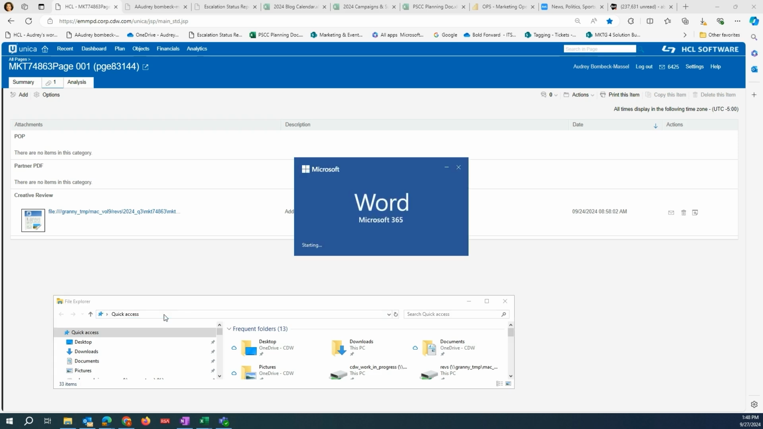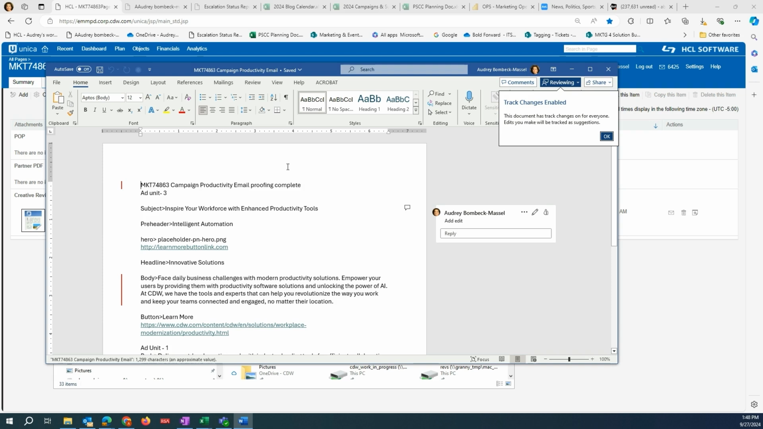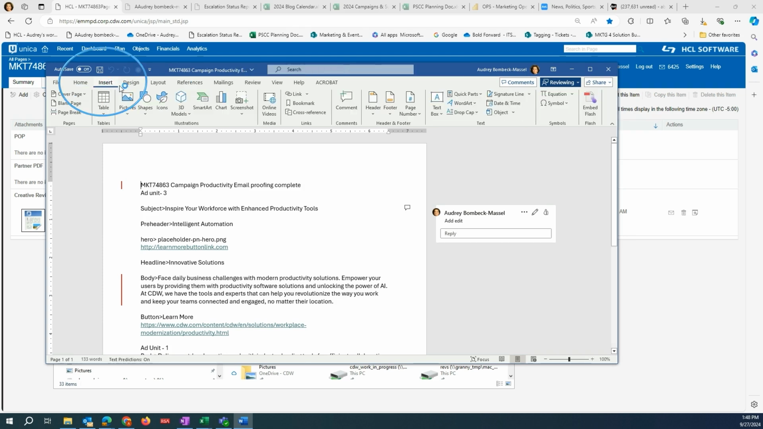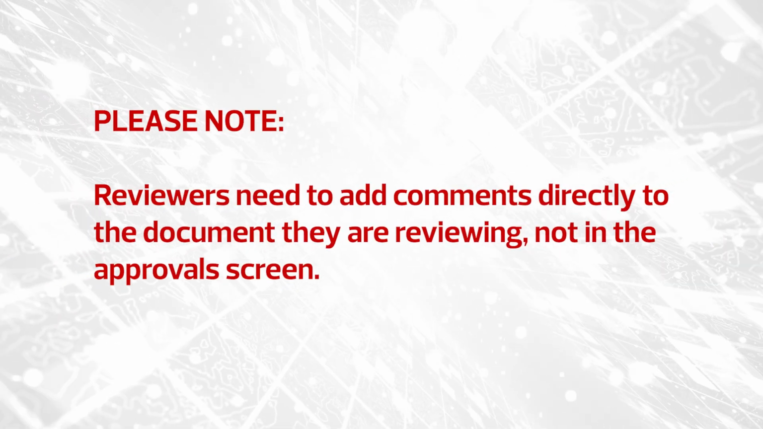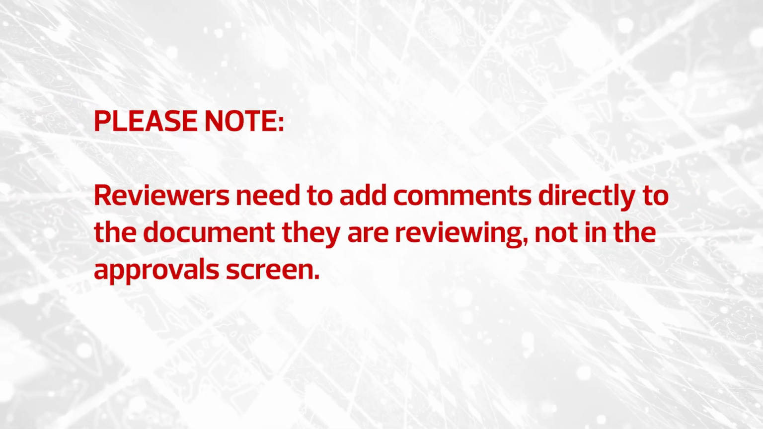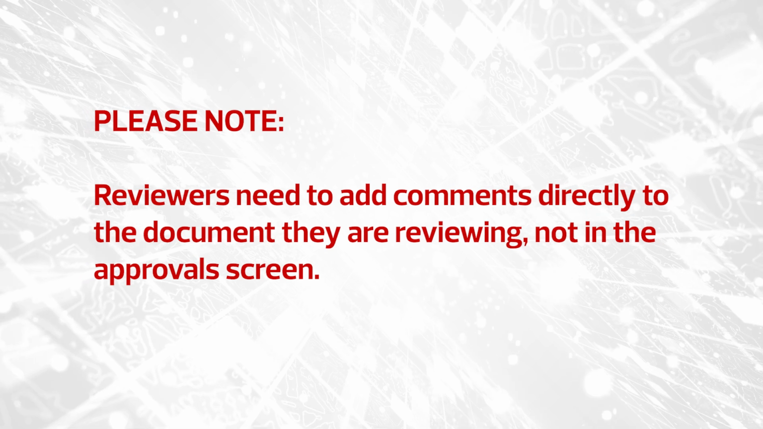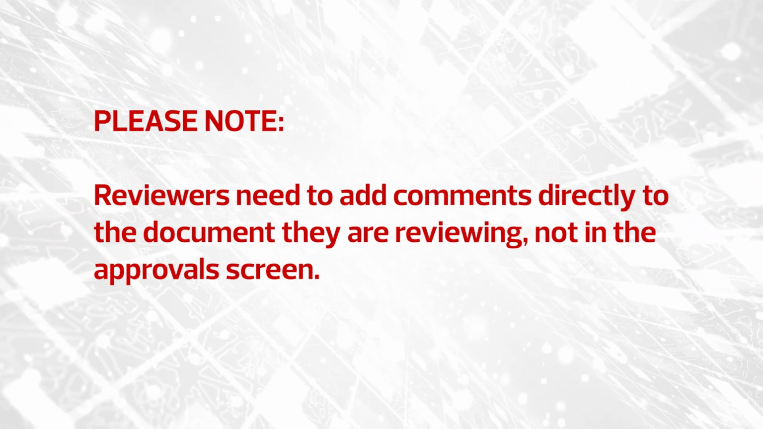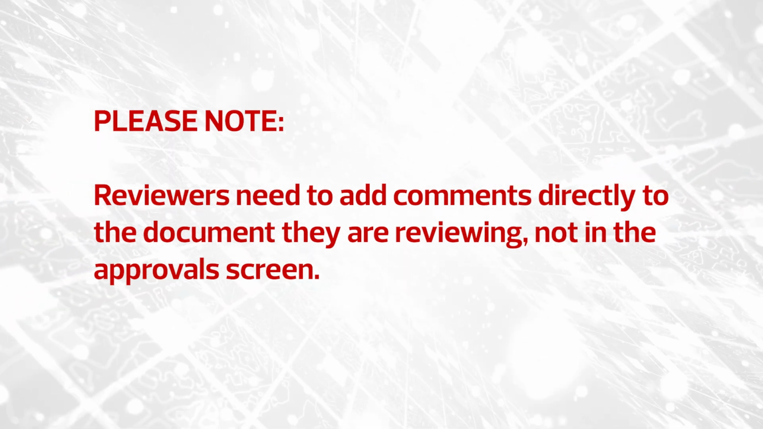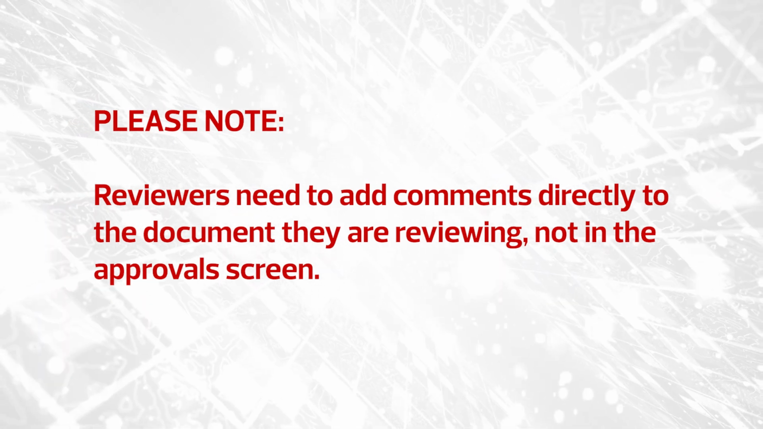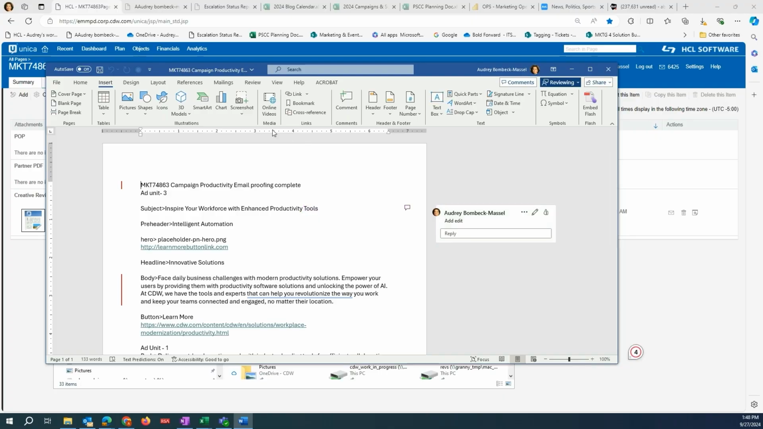If necessary, the EBO or other approver will make all edits in the Word document. In order to add a comment, first find the Insert tab and click on the comment icon. Please note, reviewers need to add comments directly to the document they are reviewing and not in the approval screen, since it can be accidentally missed by the MOC or other reviewers of the document and prolong the process. Once you are done adding your feedback to the CB, click the Save button at the top to save your comments.